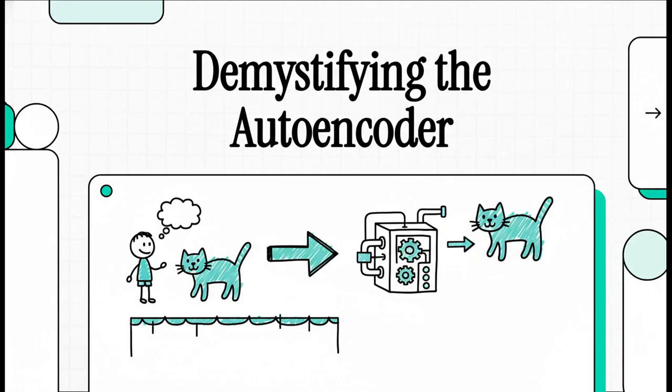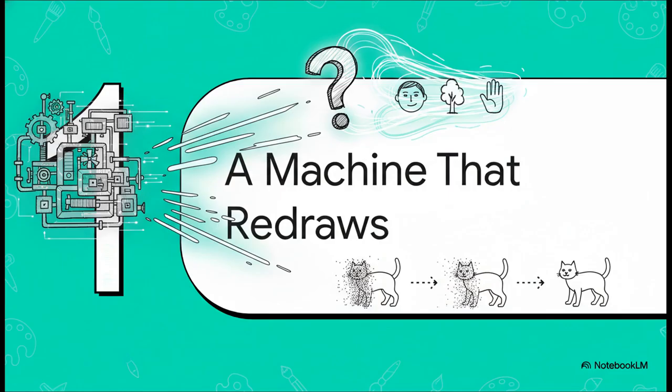Today, we're going to pull back the curtain on the autoencoder, a really cool type of neural network that literally learns to see and then redraw the world around it. Let's dive in. So, our whole journey today starts with a little bit of a mystery. We've got a machine, and its job seems pretty simple on the surface. Just redraw what it sees. But, as you're about to find out, what's happening under the hood is way more interesting than just playing copycat.